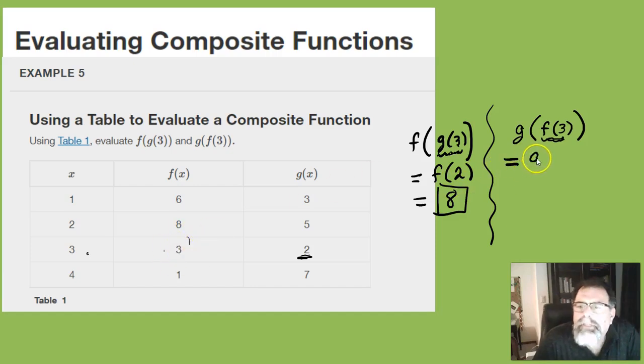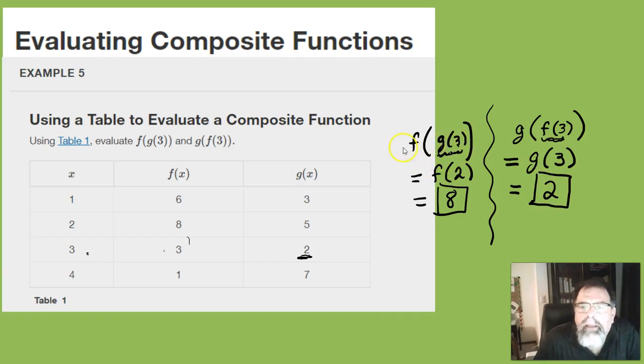So this would be g of, we take f of 3 out and replace it with its value, which is 3. Then we take the 3 and plug it into g to get the final output value for the composition. So we go to 3 again here, and plug 3 into the g function. The output value is 2. And you see, these give you different results. So the order matters.